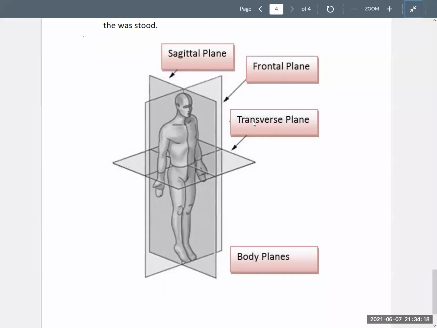And then the transverse plane. I always think of somebody standing in shallow water, and the water coming up about waist high in this case, and this is the transverse plane. If you lowered the water level and put it down to here, it's still a transverse plane.